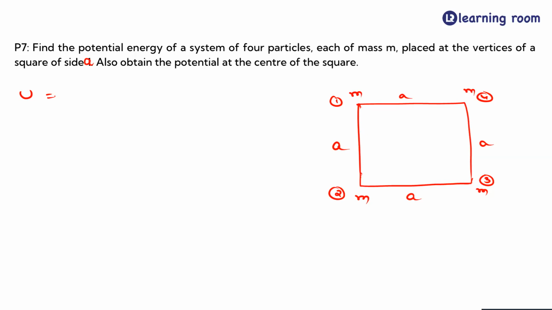So U is equal to, for potential energy to be applied, how many masses are needed for you to apply that formula? Minus G M1 M2. So there are 2 masses that are needed. So can I write this as potential energy between the first and the second mass? Observe the way I'm writing. Plus the potential energy between the second and the third mass, plus the potential energy between the third and the fourth mass, and the potential energy between the fourth and the first mass. Make sense? Is this what you wrote?